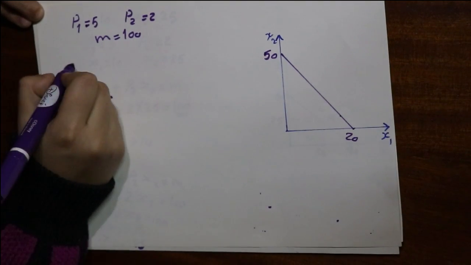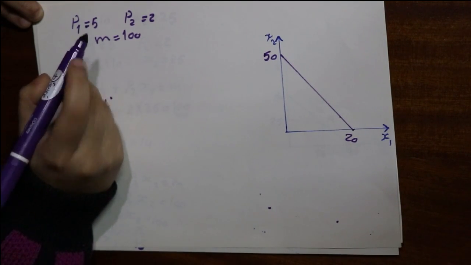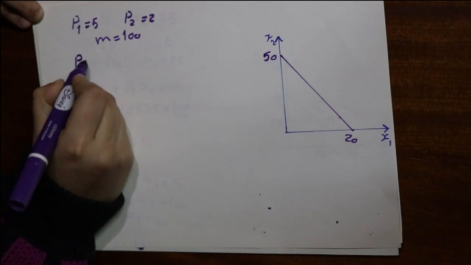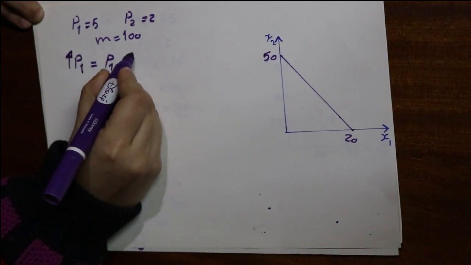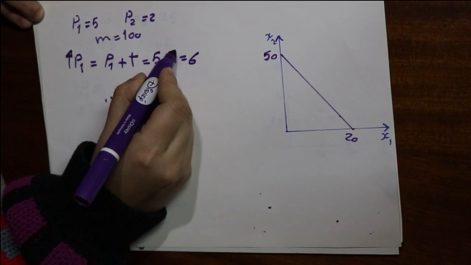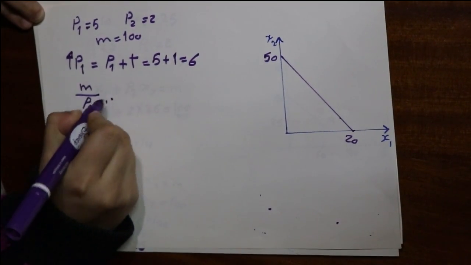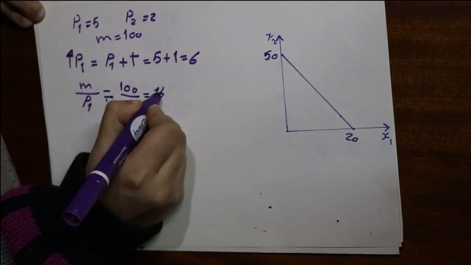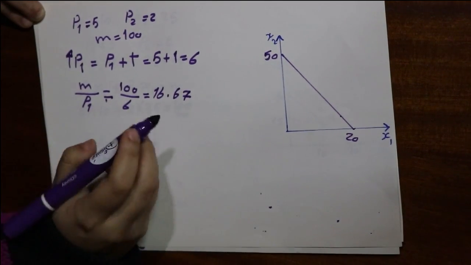If the government decided to add a tax on every unit of x1 by 1, the price of x1 will increase. It will be b1 plus t, equals 5 plus 1, equals 6. So the intercept will change. M over b1 equals 100 over 6, equals 16.67. The intercept of x2 will not change.